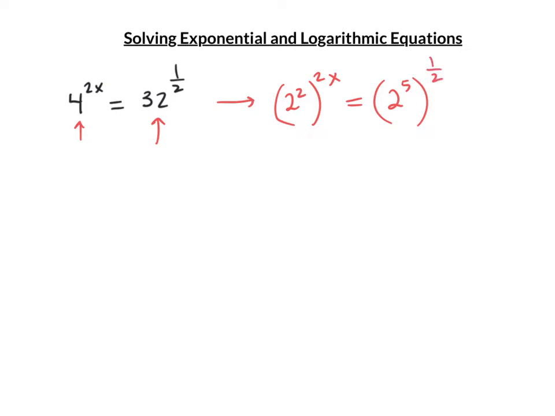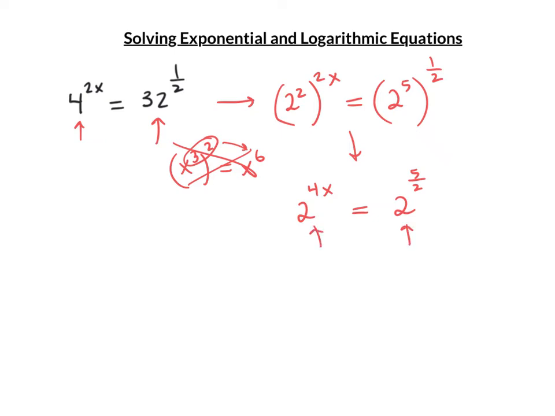Now I have to remember my rules of exponents. Remember how x cubed squared is x to the 6th. When you have a power of a power, you multiply your exponents. That's the rule. That's how we get 6. So we'll use that here. This is 2 to the 4x equals 2 to the 5 halves. Yes, that's 2.5. I have the same base. Now I just need to set those exponents equal. 4x equals 5 halves, and you could use 2.5. Rather than divide by 4, I'm going to multiply by 1/4.